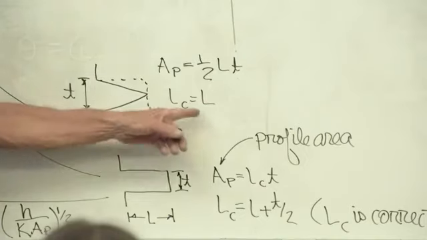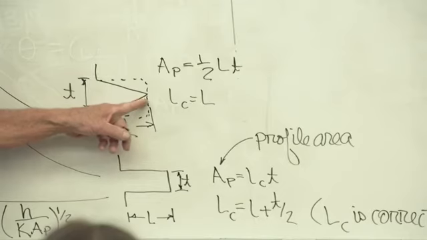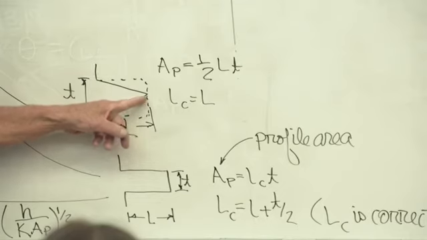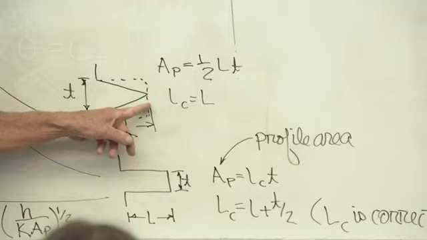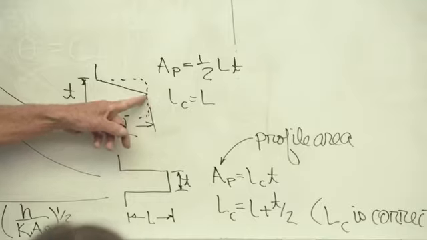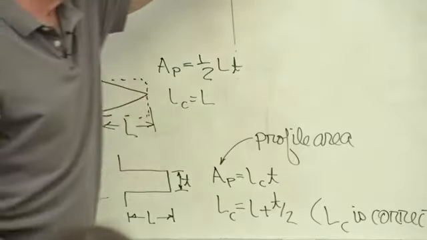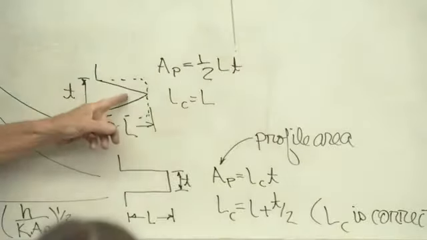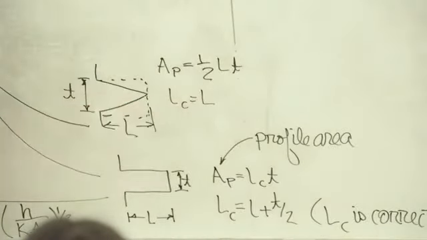Why is L sub C equal L? Because there's no area out there. So I don't care whether you call it adiabatic or you call it convection. There's nothing there. There's a big difference here and here, but this guy here, no difference. That's why L sub C equals L.